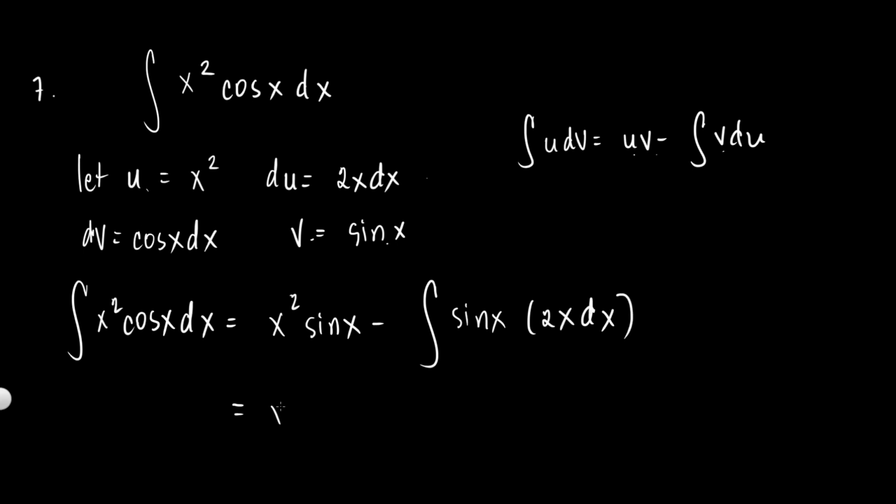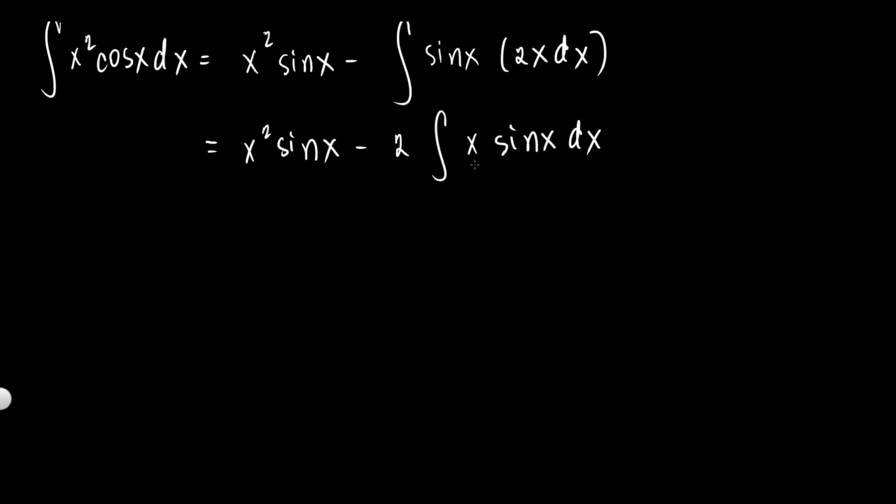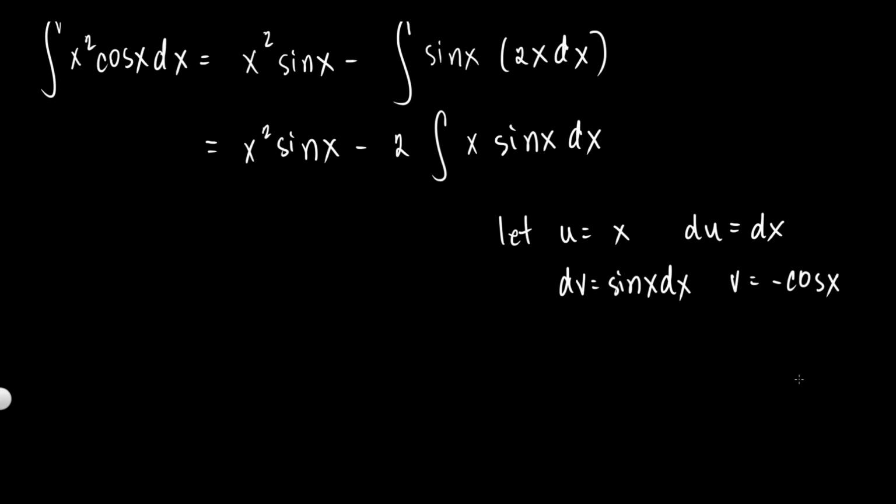So, this is equal to x squared sine x minus 2 times the integral of x sine x dx. Okay? Again, integration by parts. Here, x dx. So, if we let u equals x, du equals dx, dv equals sine x dx, and what is the integral of sine x dx? Equal to, okay, v is equal to minus cosine x plus c.